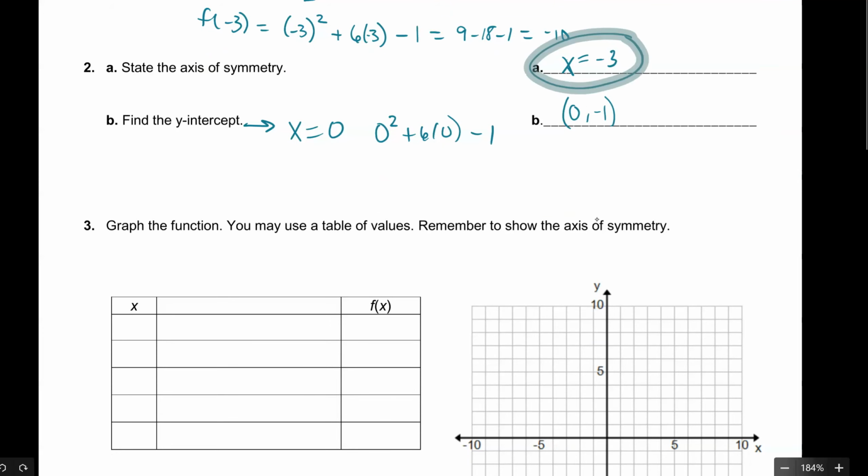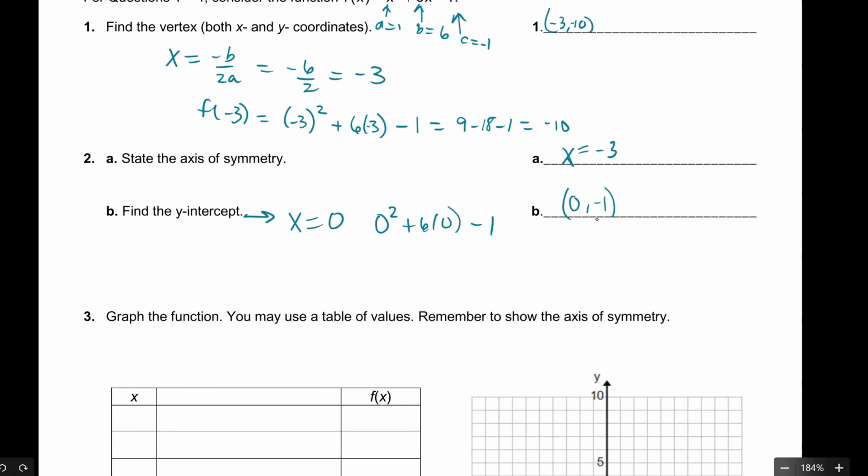So is this always what x is? Yeah, the axis of symmetry is always the x of your vertex. So, literally, on your quiz, I'm going to change what the equation is. It's going to be the same questions. Just change what the equation is.